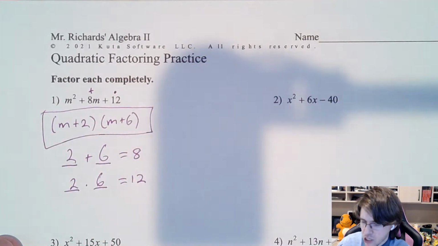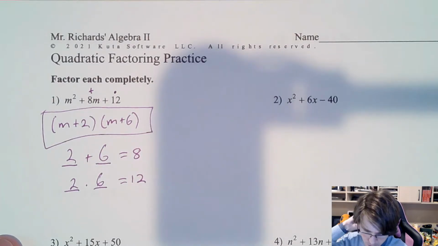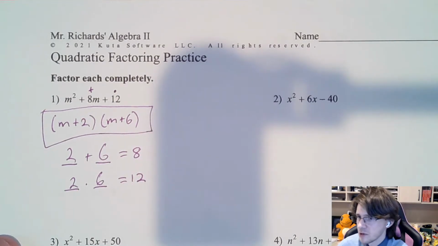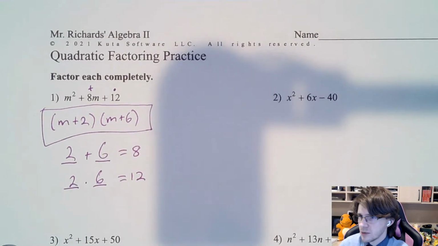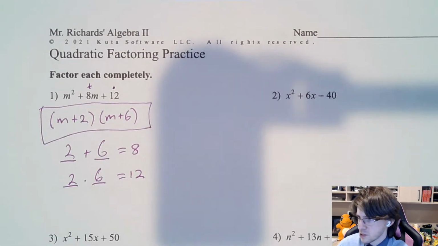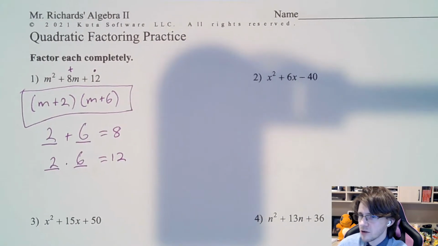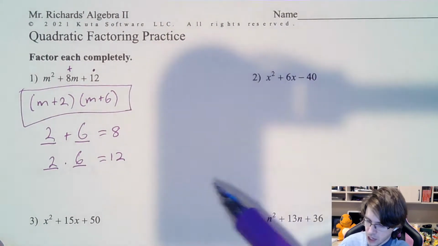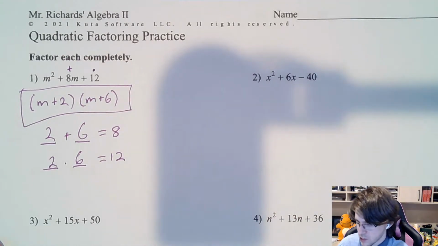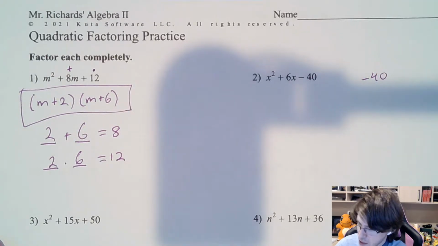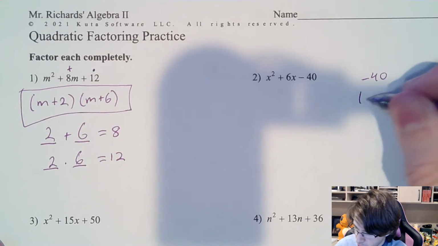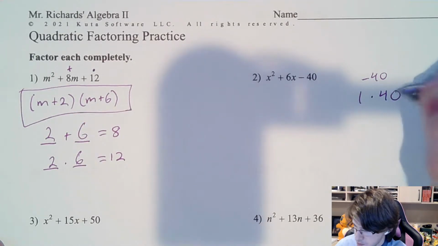And there's not much else to these questions. Now, sometimes you're not going to be able to do them in your head as quickly, and instead you're going to have to write all of them out. For this -40, you might not be able to figure out right away the numbers that add to 6 and multiply to -40. So if you're doing a longer process, we're going to write that -40 off to the side and figure out all of the numbers that multiply to 40, starting with 1 multiplied by 40.